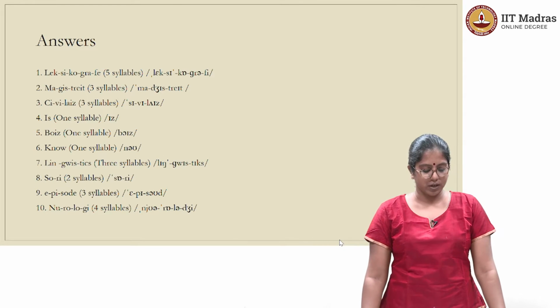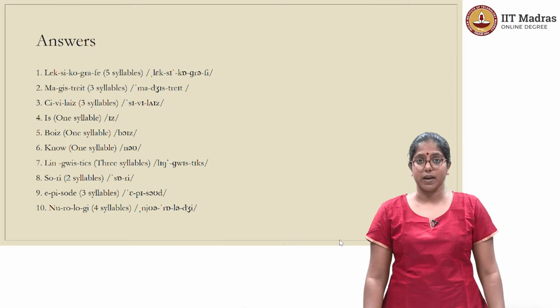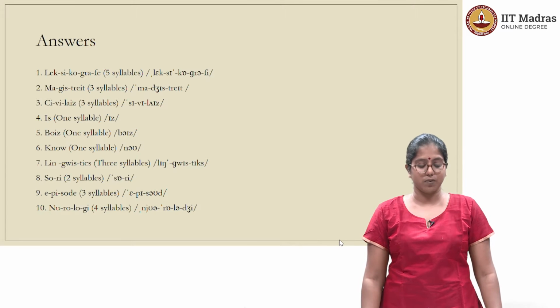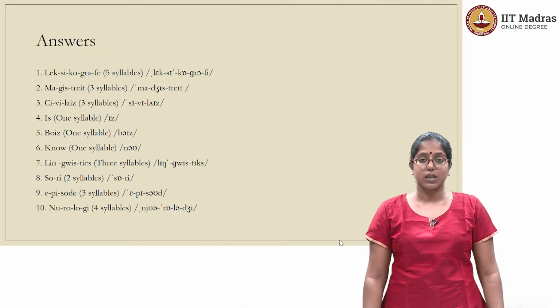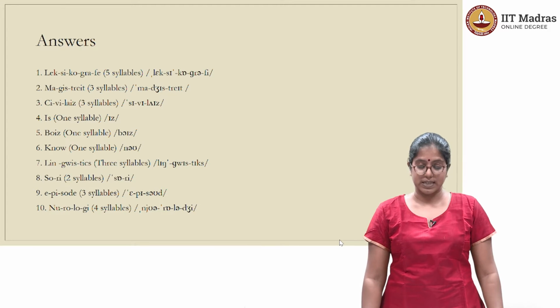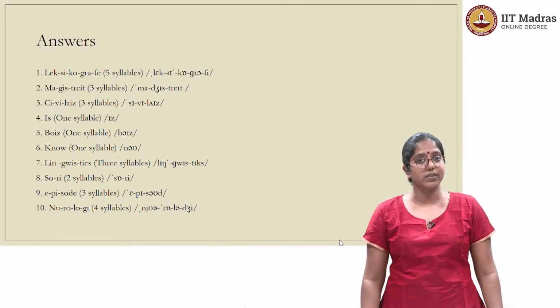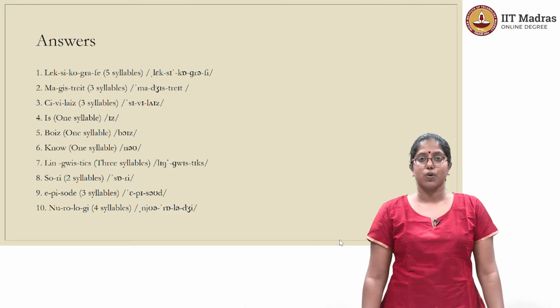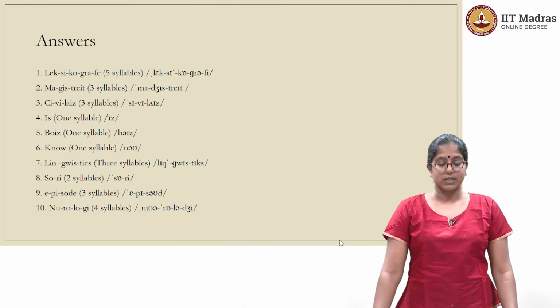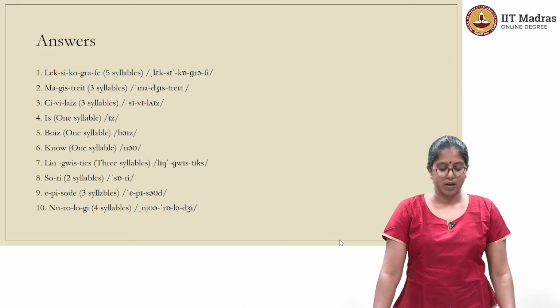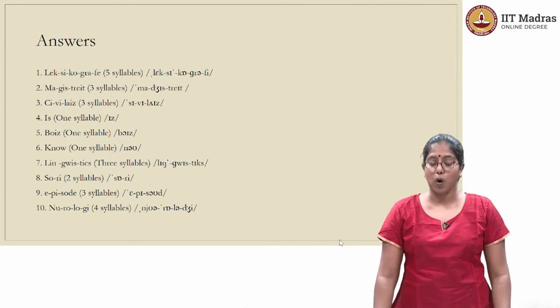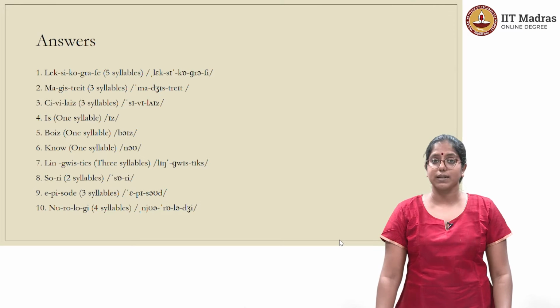The second word is magistrate, magistrate. So it's a 3-syllabled word. The third word is civilize, ci, vi, lize. So it's a 3-syllabled word. The fourth one, "is", is a 1-syllabled word. The fifth one is boys and it's a 1-syllabled word.